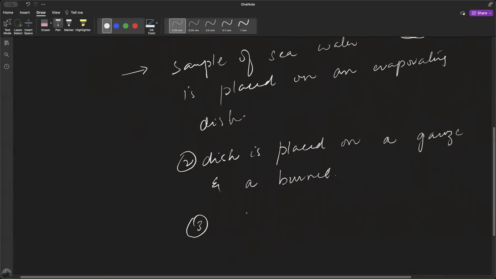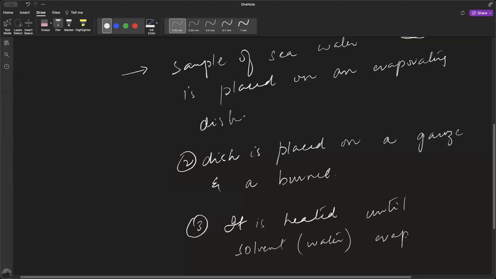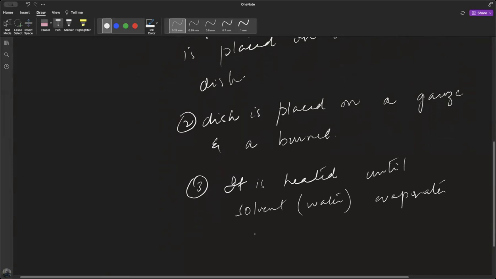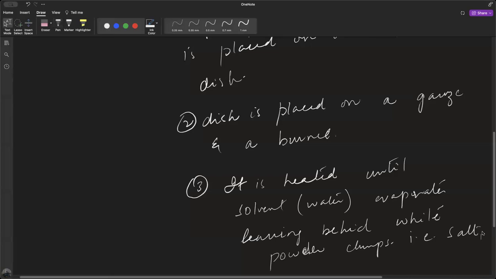What is next? It is heated until the solvent, which is water, evaporates, leaving behind a white powder, or clumps. That is salt, sea salt, right?